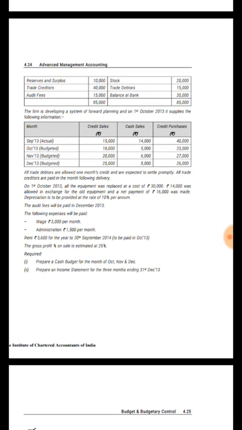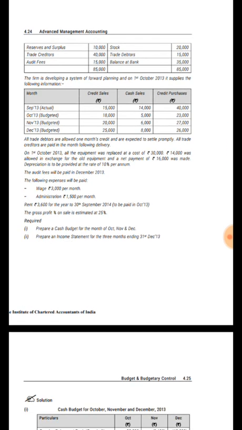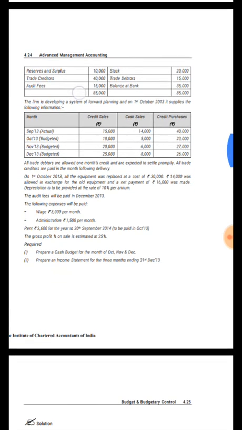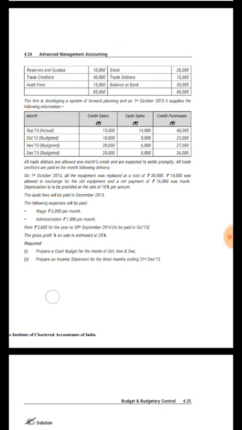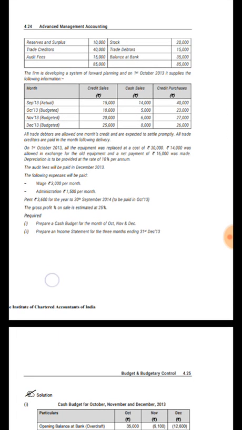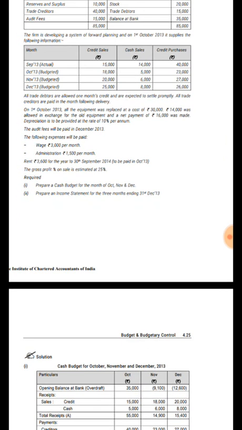Okay, and depreciation is to be provided at the rate of 10% per annum. Then audit fee will be paid in December 2013. Audit fee is there, no? Will be paid in December 2013. Okay, then the following expenses will be paid. Wages are 3,000 per month. Administration is 1,500 per month. Rent is 3,600 for the year to 30th December, to be paid in October 2013. Okay, then the gross profit percentage on sale is estimated at 25%.